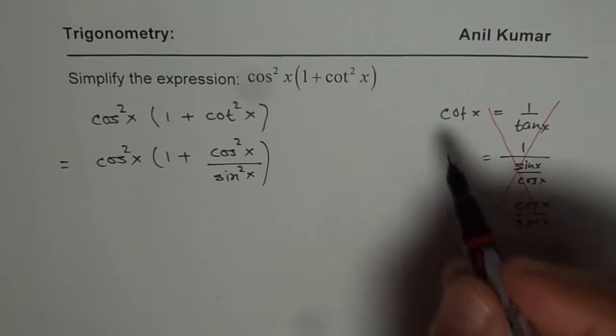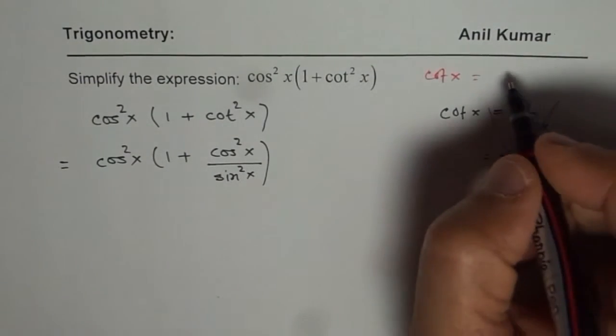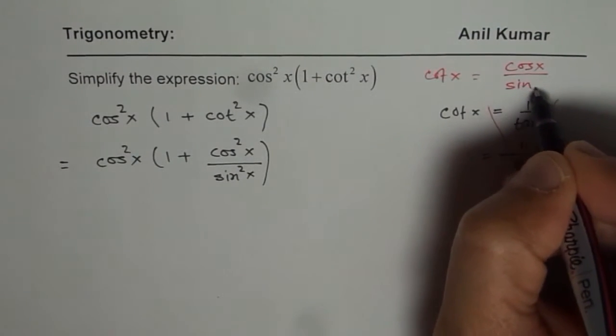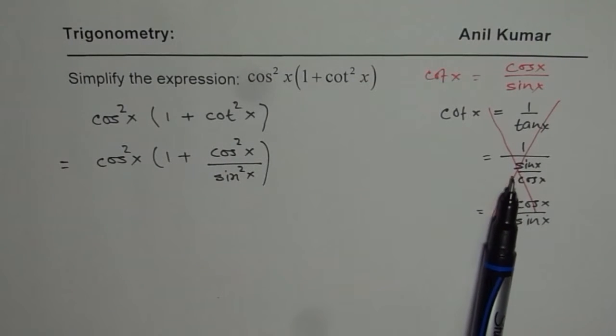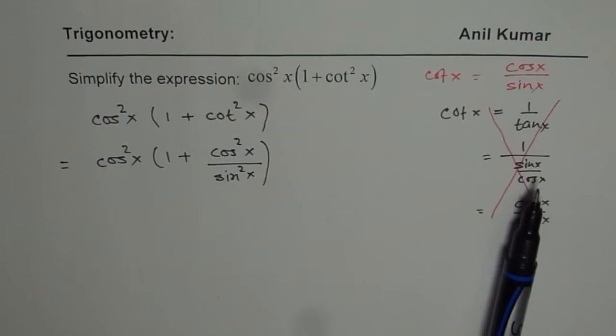Whenever you have cot x, straight away write cos x over sine x, right? That will save a lot of time for you and avoid mistakes. At this stage, you get into multi-layer fractions, which make things very difficult. So avoid this. That is my advice to you.